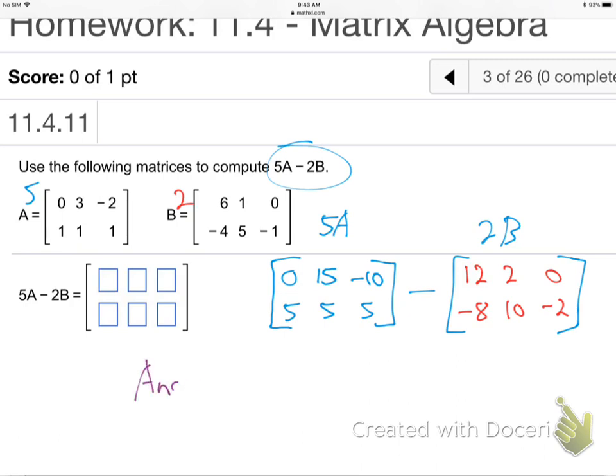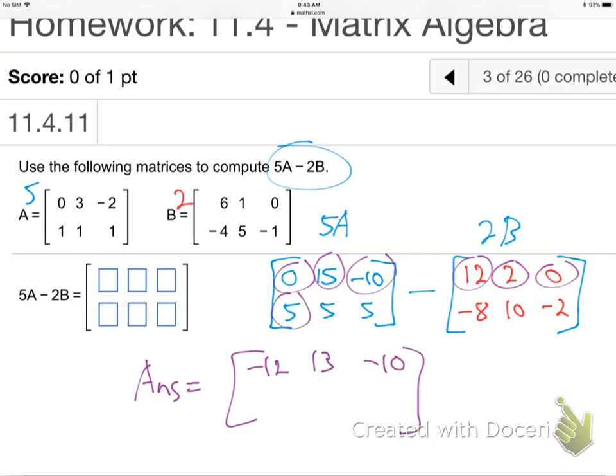So the answer, it'd be 0 minus 12 be -12. 15 minus 2 be 13. -10 minus 0 is -10. 5 minus -8, add 8, what's that, 13? 5 minus 10 is -5. 5 minus -2 plus 2 is 7. Did you get that okay? Is that making sense there? Anything I can answer on that? All good? All right, I'm going to move on then.